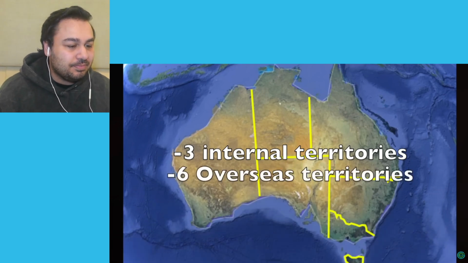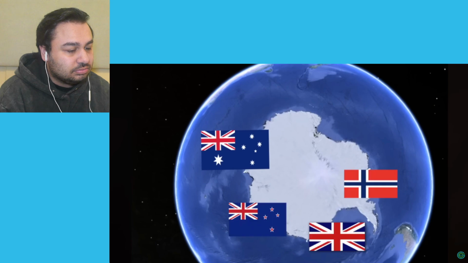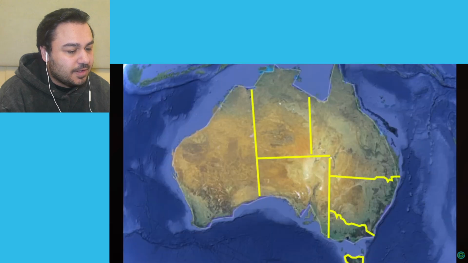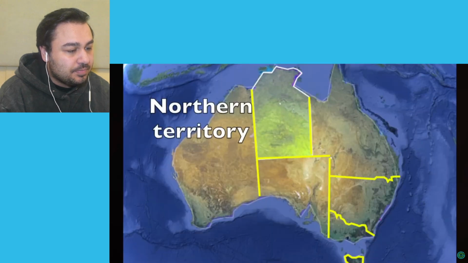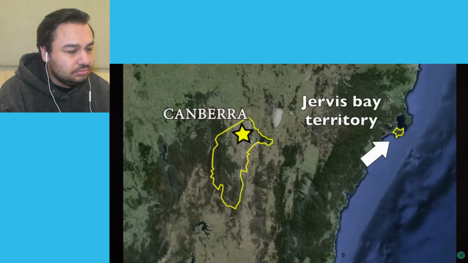Internal territories and 6 overseas territories. Technically 7 if you include the Australian Antarctic territory, even though the Antarctic Treaty kind of bans anybody from claiming Antarctic soil as their own, which we will find out in future episodes that a lot of countries do a wonderful job at ignoring. The 3 internal territories are Northern Territory, Capital Territory, which is basically just the capital city of Canberra and some extra space around it, and the confusing little tyke Jervis Bay Territory.